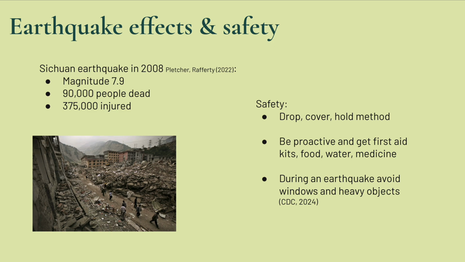Earthquake effects and safety. The Sichuan earthquake in 2008 was a magnitude 7.9 earthquake. 90,000 people were dead and 375 people were injured. That just shows how dangerous earthquakes can get, so it's important to know safety. Some tips are the drop, cover, hold method, being proactive, and getting first aid kits, food, water, and medicine, and during an earthquake to avoid windows and heavy objects.